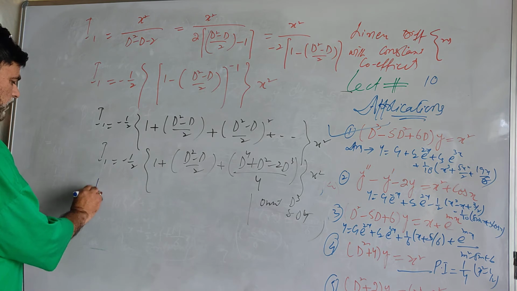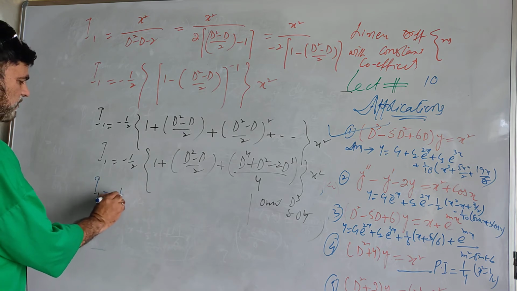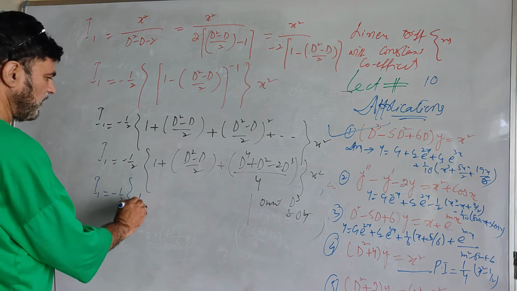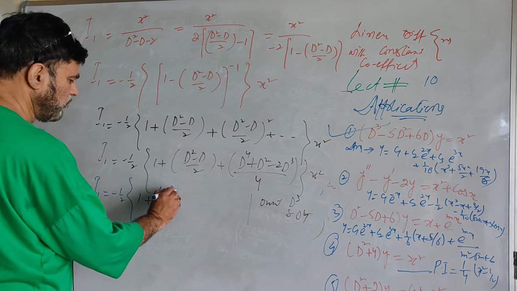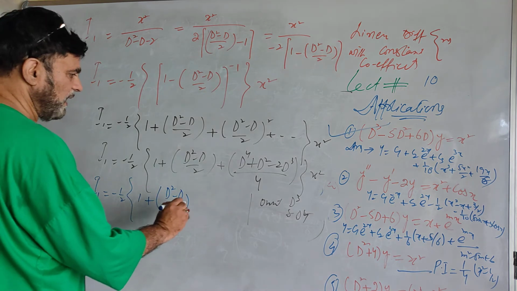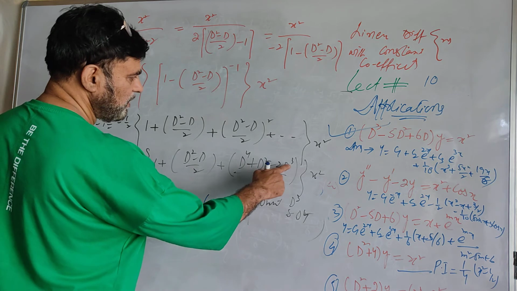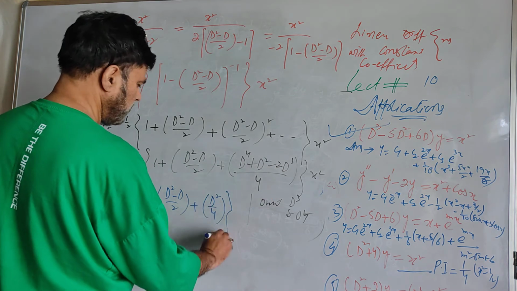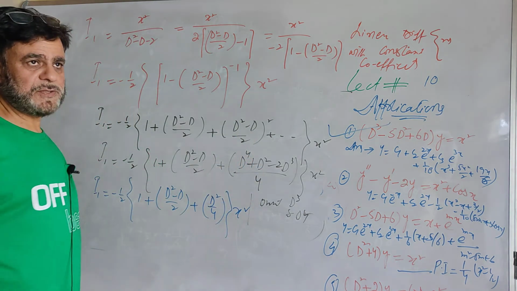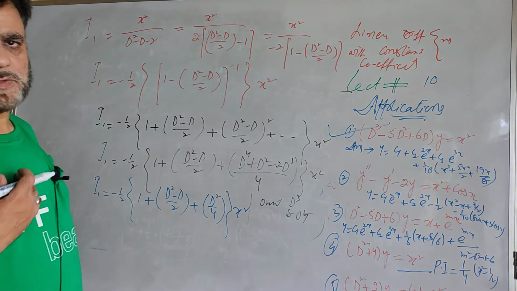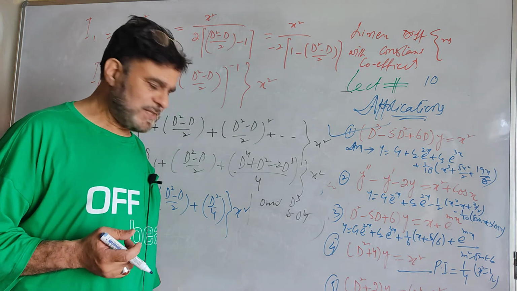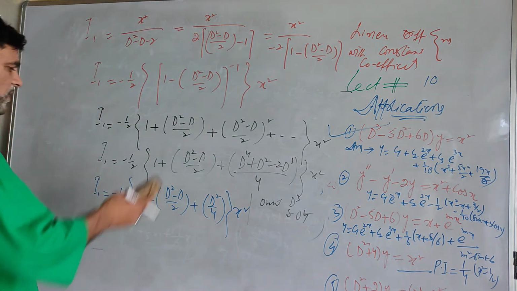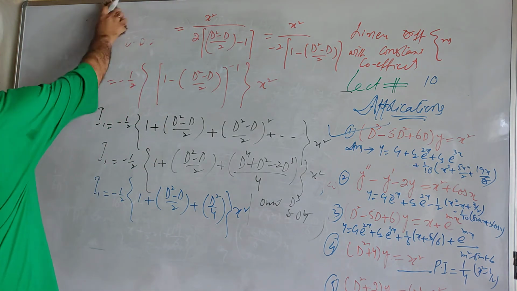Your I1 is minus 1 by 2, this is 1 plus d2 minus d by 2. I will omit d4, I will omit d cube here, it is only d2 by 4. Okay, because d cube of x square is the third derivative of x square, which is 0, and the fourth is naturally 0, so I need only these two. Well, simplify this now.